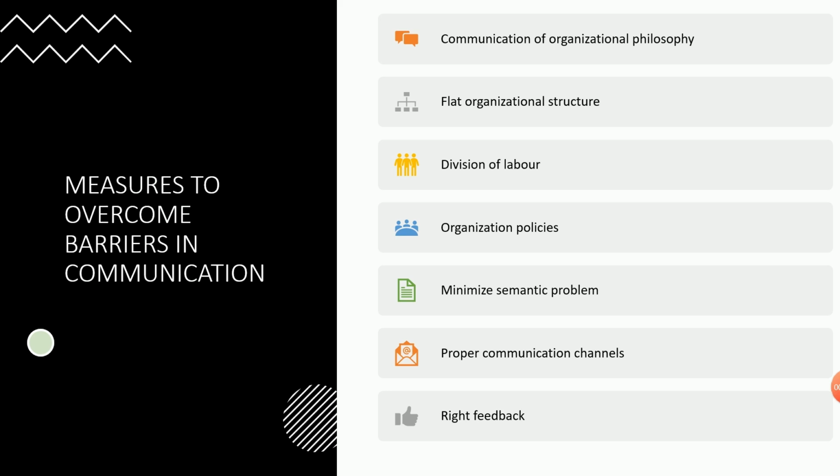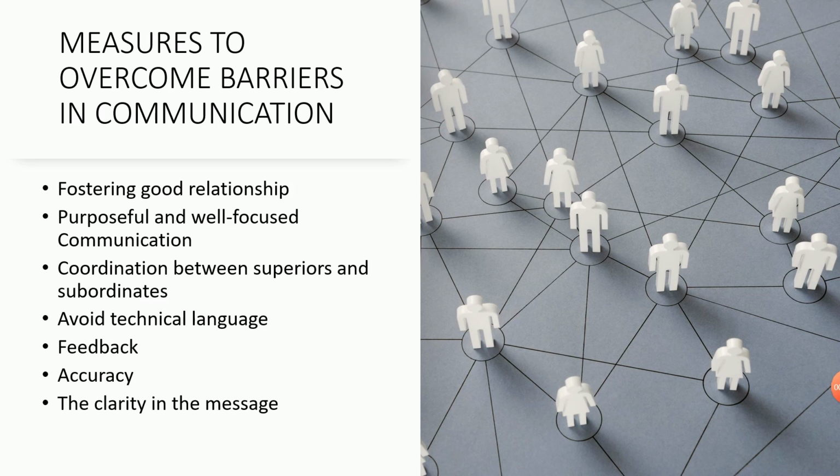And then minimize semantic problems, so that we have less technical language. We have to minimize that. And then proper communication channels. This could happen mainly in the military as well as the police. Why? Because they have a certain frequency, and that particular frequency will be used by the team for communication. Next, last is right feedback. I am getting the feedback correctly for the information I have sent. So these are the different measures to overcome barriers in communication.